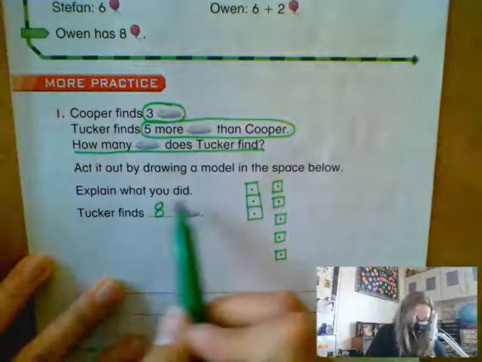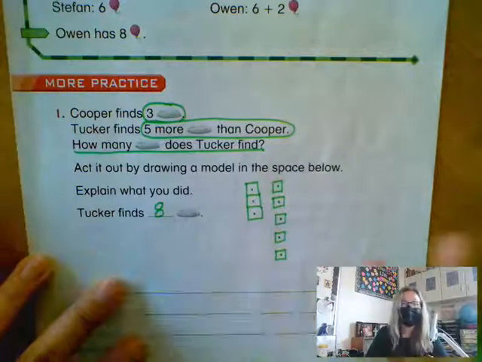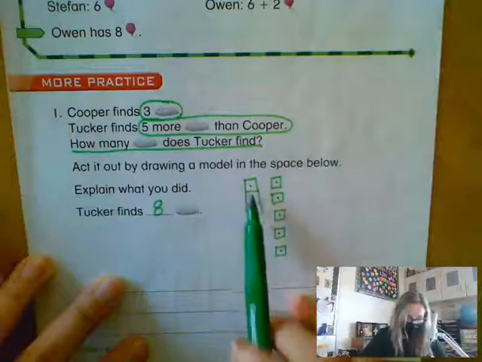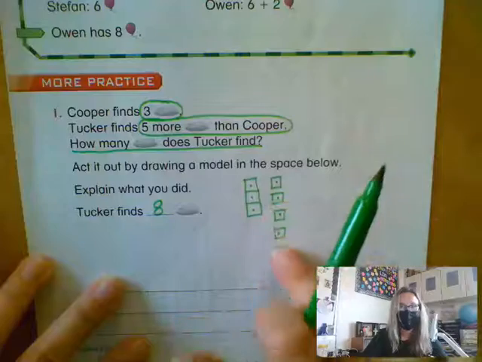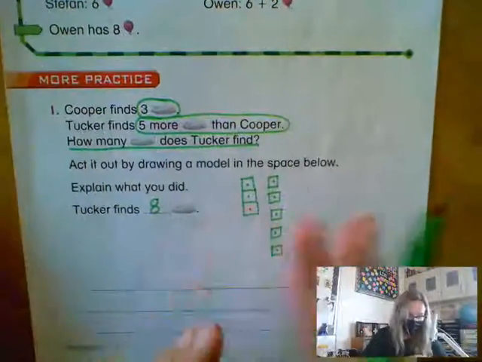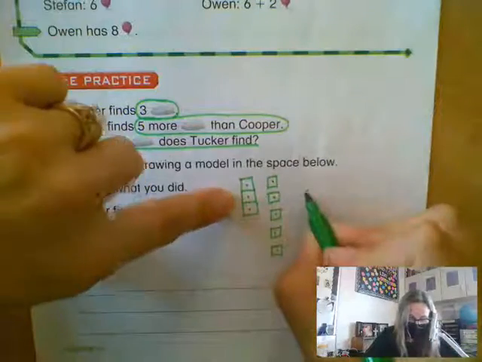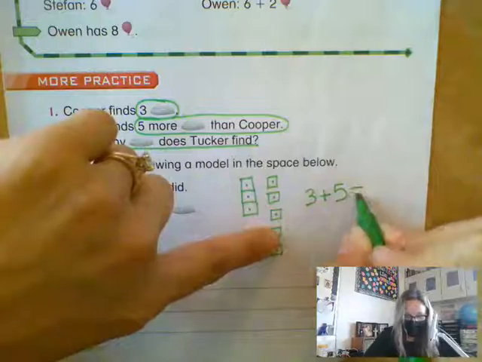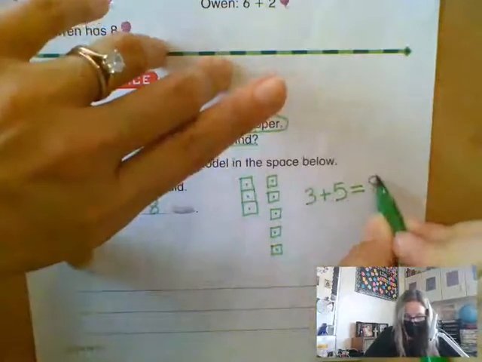It says explain what you did. Well, I don't need to explain what I did because you just watched what I did. I drew out how many Cooper found and then 5 more than that, and we counted them all together. So if this were a part whole sentence, it would be 3 is the first part plus 5 is the second part equals the whole, which is 8.